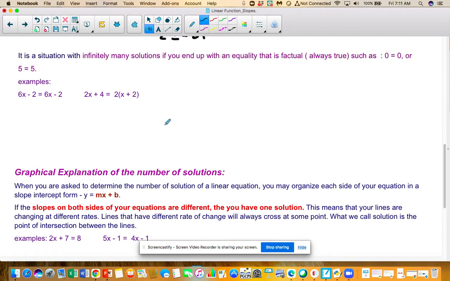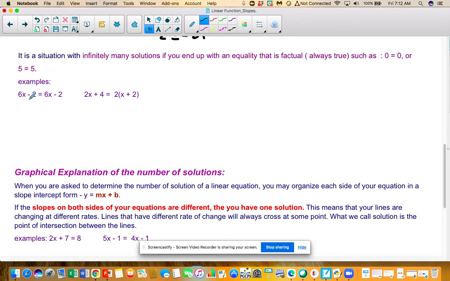Now, a linear equation with infinitely many solutions, when you try to solve that type of equation, you are going to find what is called a factual equality, meaning that it is true, right? For example, something like 0 equals 0 or 5 equals 5, or you can put any number that is equal to itself. So here are two examples to illustrate this.